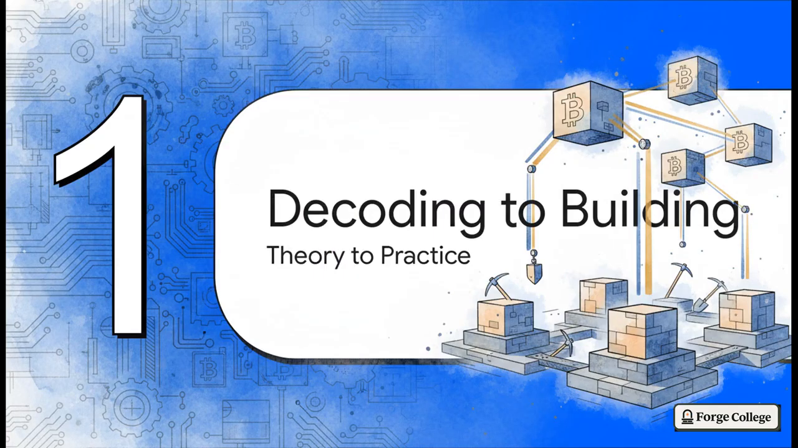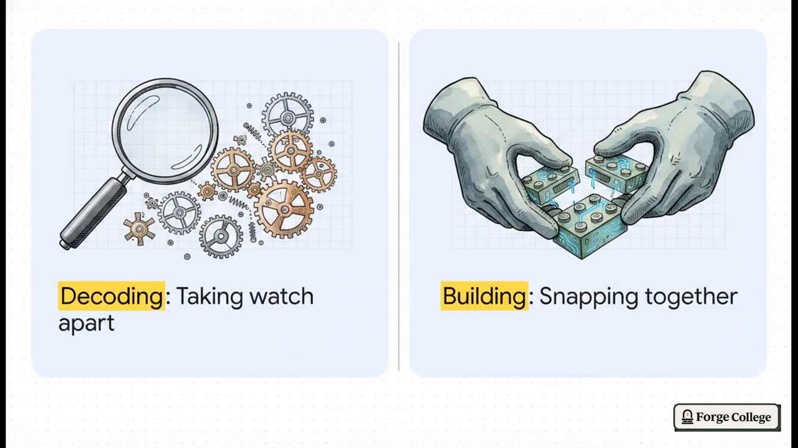Right, so kicking things off with step 1, from decoding to building, it is officially time to put all our theory into practice. In our previous lesson, we were kind of like watchmakers, right? Carefully taking the gears apart just to see how they tick. But now, it's time to gather our raw materials and actually snap them together. Think of it like playing with incredibly technical Lego blocks. But here's the catch with Bitcoin. If we have even a single block left over or misplaced at the very end, the whole network completely rejects our build. No pressure, right?